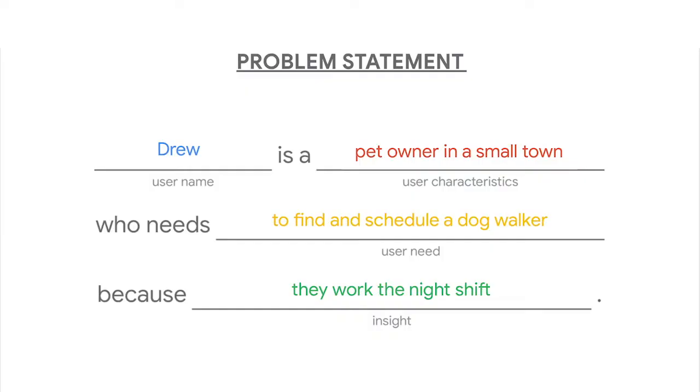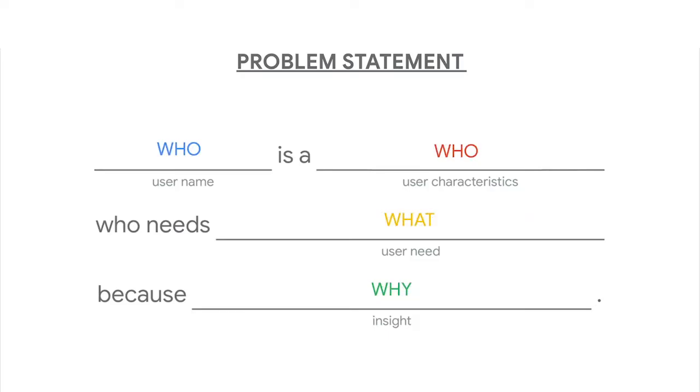Now let's connect the dots. Remember, we're transitioning the problem that our user Drew is facing to the solution we want to focus on to meet their needs. The first part of the problem statement, Drew is a pet owner in a small town, describes the user that our design will serve. This informs the who of our goal statement.